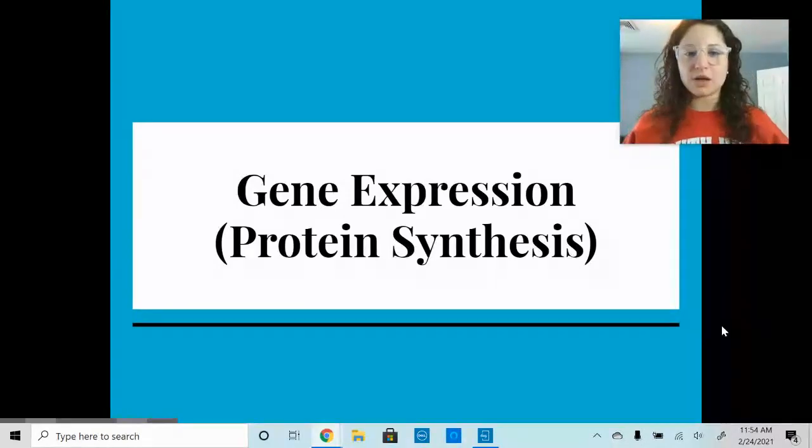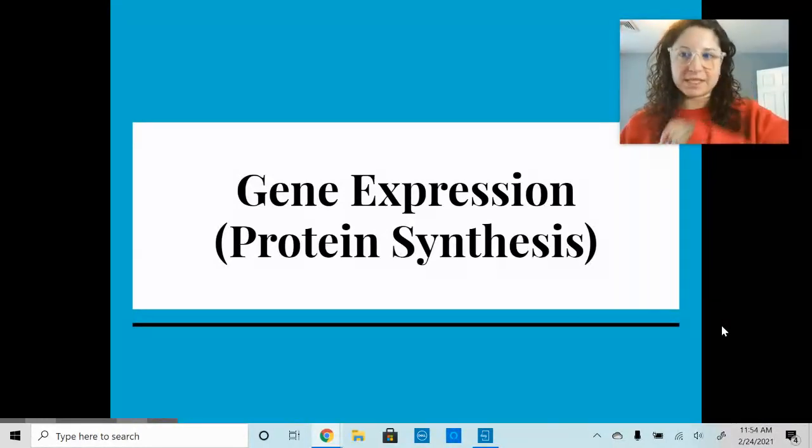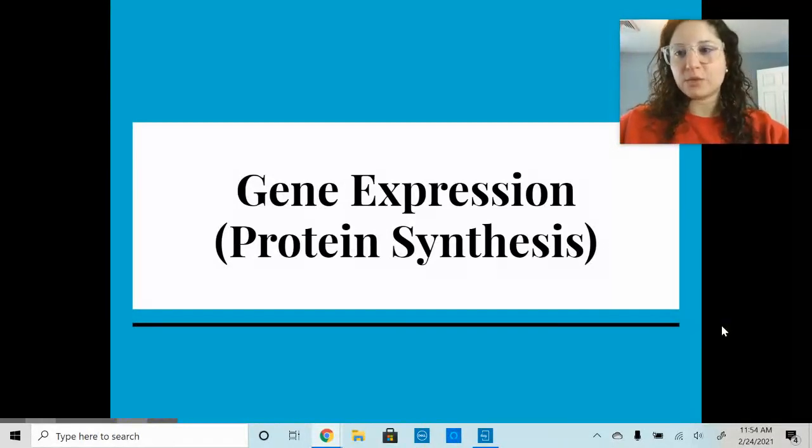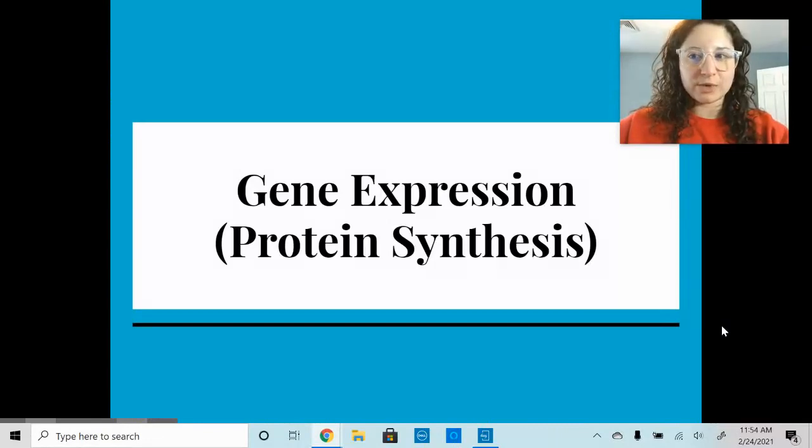So this is called gene expression. We are expressing our traits or expressing our genes. And the answer to this question is essentially protein synthesis. So synthesis means to make. So we're going to be making proteins, which basically means that we express all of our traits through proteins that our body makes based off of the DNA that it has.